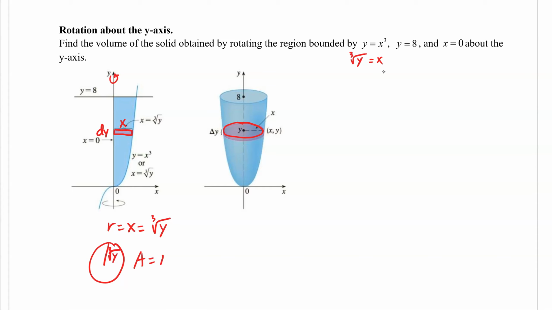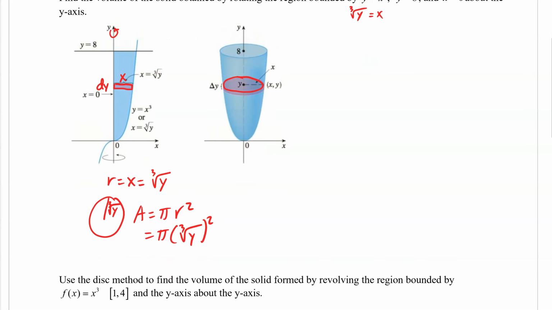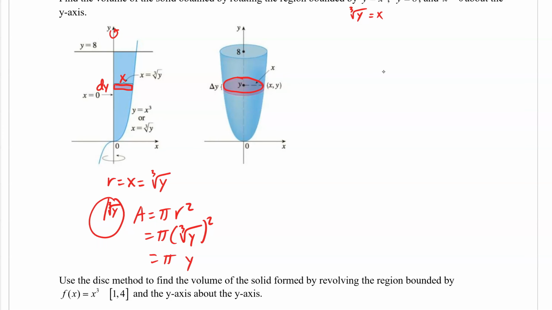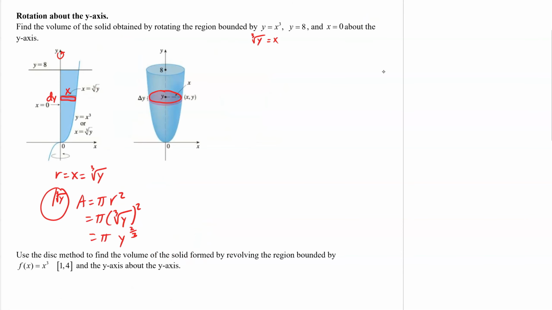So our area would be pi r squared, which is pi times the cube root of y squared, which would be pi y to the 2/3. So now that we have the area, we can do our little formula. We're going to go from 0 to 8 of our pi y to the 2/3 with a thickness of dy.